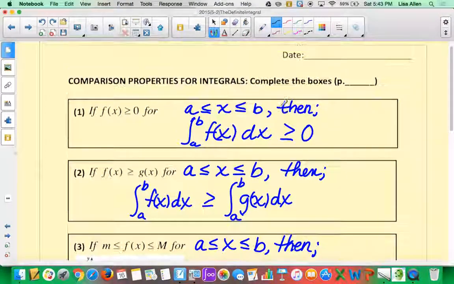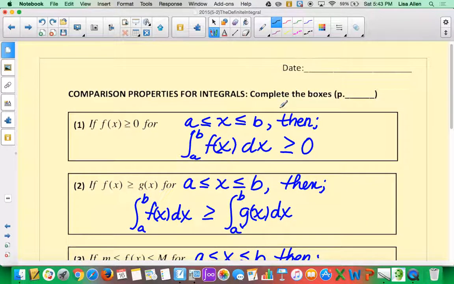So now, comparison properties for integrals, and you will find these on page 335 also in Stewart's 5th edition.